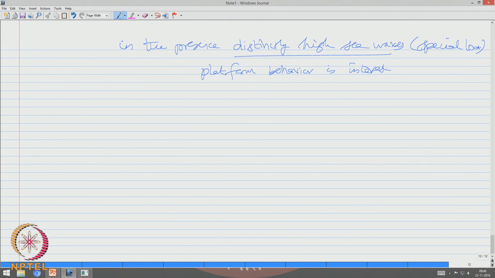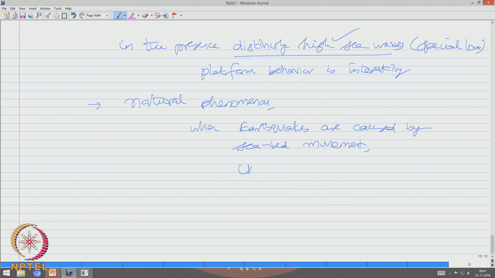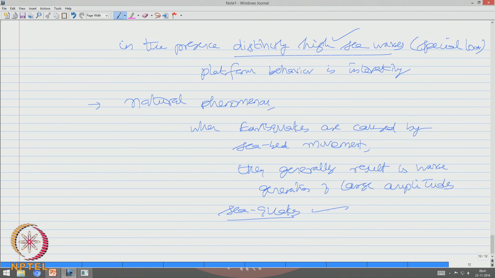is interesting. Now, one may ask me a question, why are we considering distinctly high sea waves in the presence of earthquakes? It is very interesting. By natural phenomena, when earthquakes are caused by sea bed movement, they generally result in wave generation of large amplitudes. Okay. So, sea quakes will be generated as an inherent characteristic when seabed movement happens. So, we are now interestingly looking at a platform in the presence of earthquake and distinctly high sea waves.